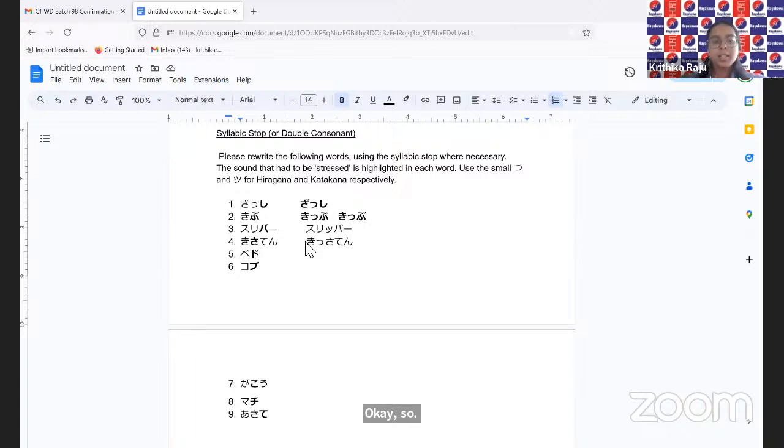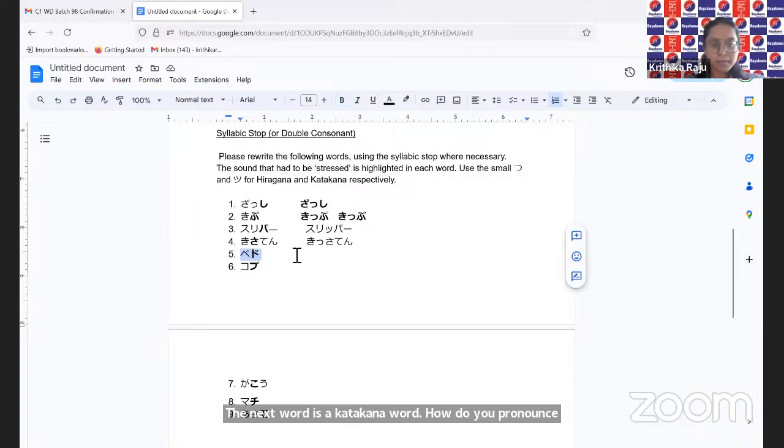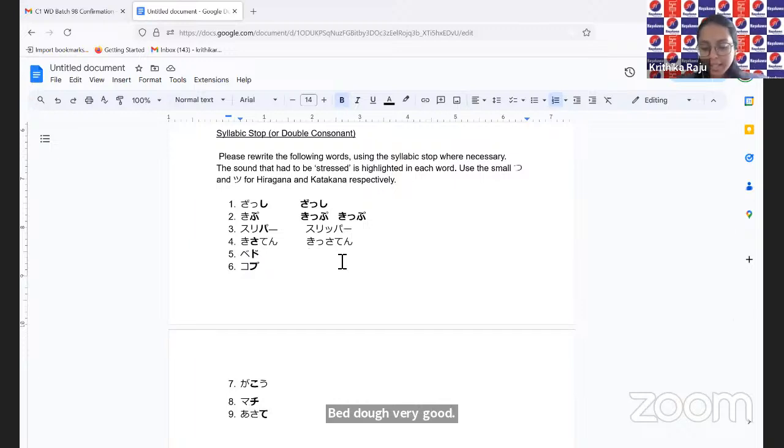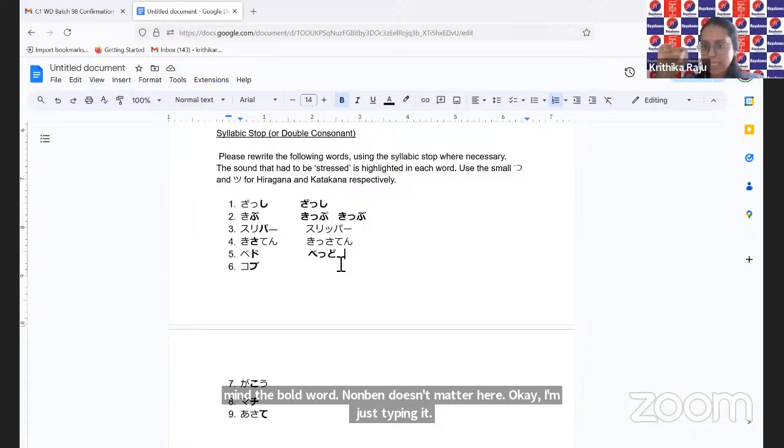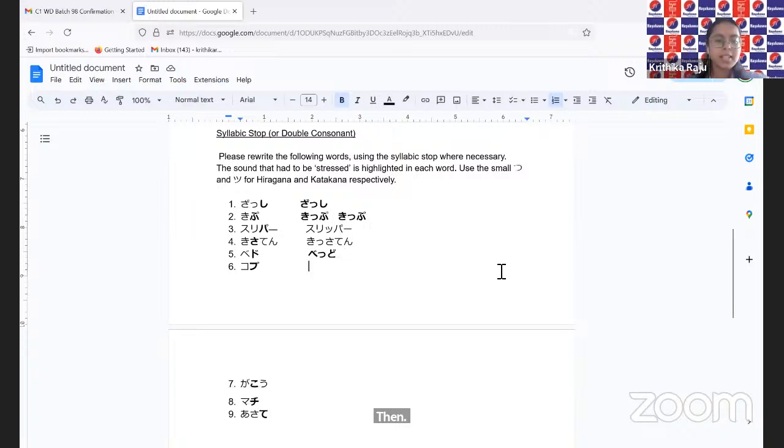Kissaten. The next word is a katakana word. How do you pronounce this word with the stress, with the syllabic stop? Beddo. Very good. Beddo. How will I type it? B-E-double-D-O. Don't mind the boldened word, non-boldened, it doesn't matter here. I'm just typing it. Beddo. B-E-double-D-O. Stress.